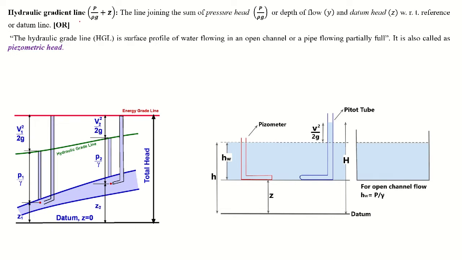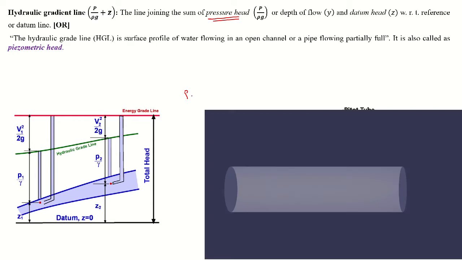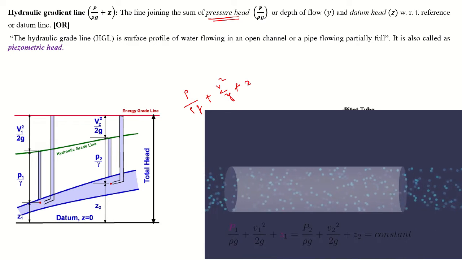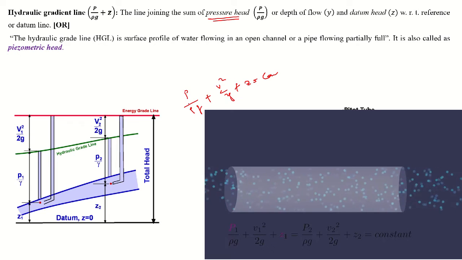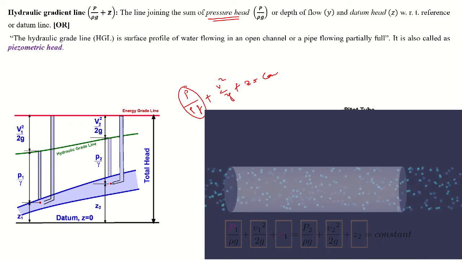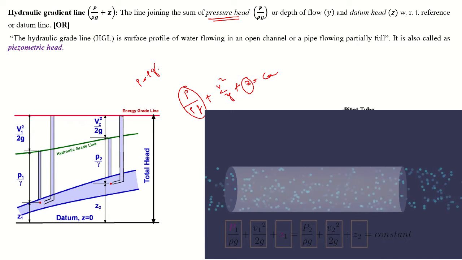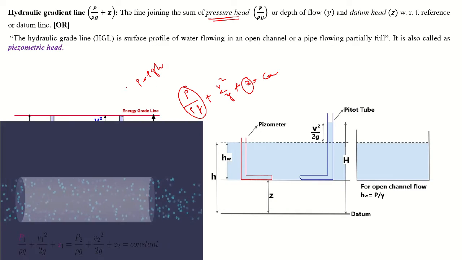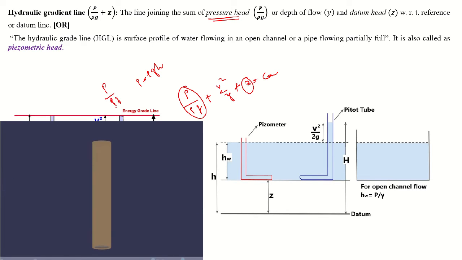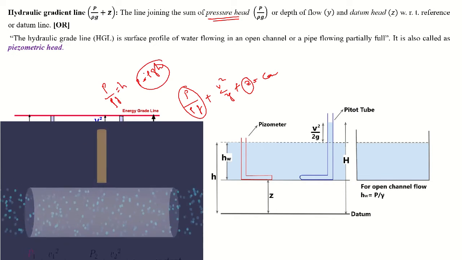The next topic is the hydraulic gradient line and the energy gradient line. Let us see the definition and difference between these two lines. The hydraulic gradient line is the line joining the sum of pressure head and elevation. From the Bernoulli equation, we know the terms are pressure by density and gravity, plus V square by 2g, and elevation, which is constant. Pressure head, pressure by density into gravity, is nothing but height, so I write the equation in terms of height.